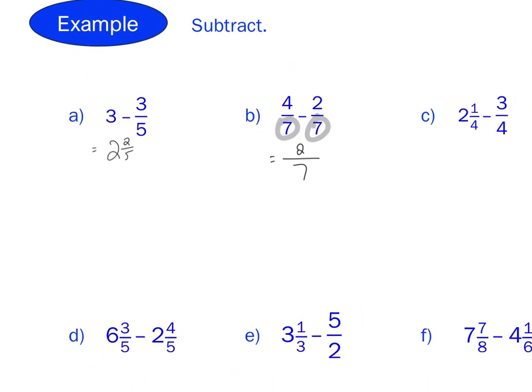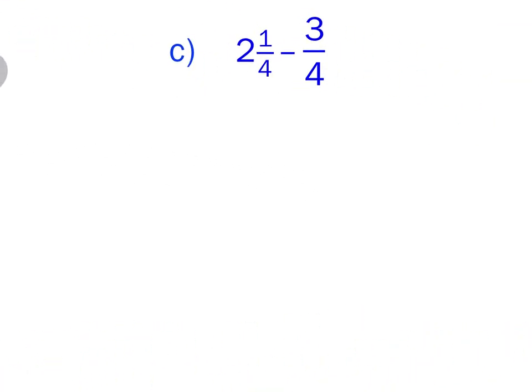Now, the third question. 2 and 1/4 minus 3/4. Again, this is a common denominator. Great. The issue becomes, how do we take 3 away from 1? Well, we don't. Because then you're into negatives. And while you know how to deal with negatives, it would be 1 minus 3. So we can't do that. So what do we have to do?